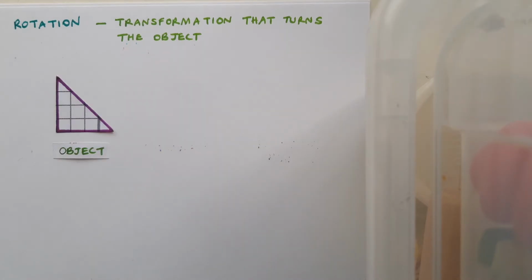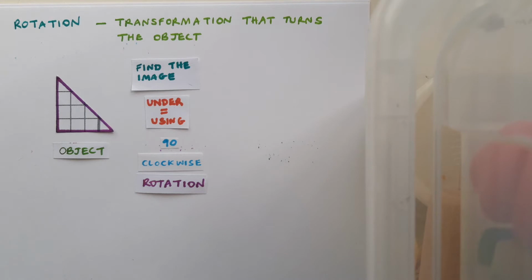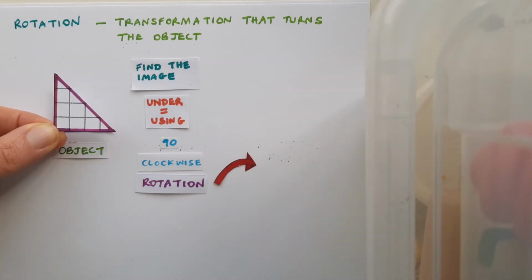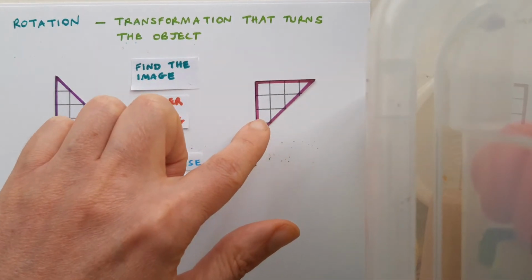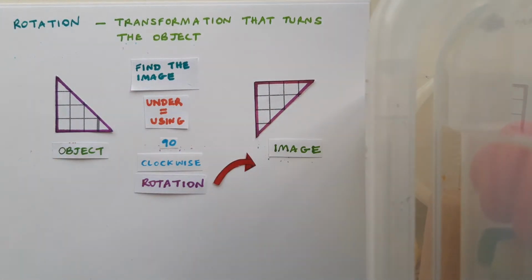So let's have a look at an example. Here I have my object, which is a triangle. My question is to find the image under 90-degree clockwise rotation. Remember that clockwise means that we're turning in the same direction as the hands of a clock, just like the arrow does here. So if my object is in this position and I want to find the image, I'm going to make a quarter turn. And this new triangle is my image.